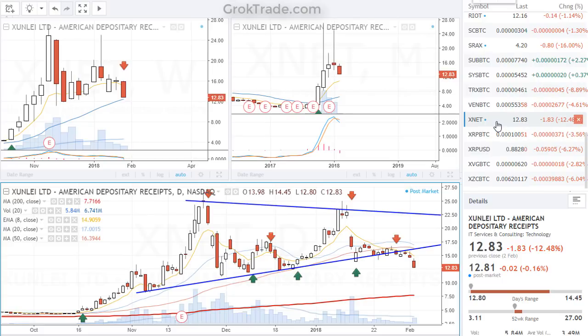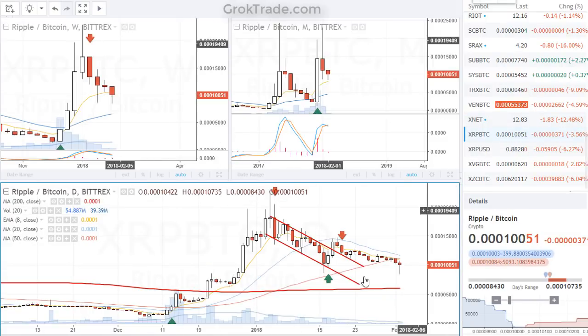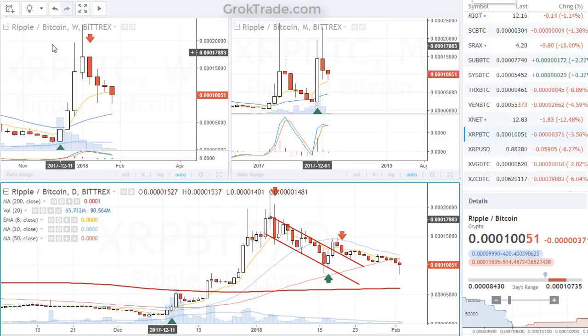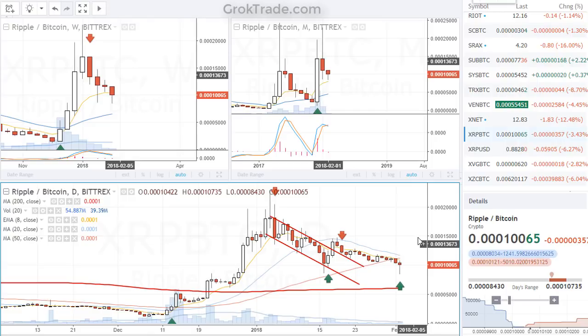XNet, anyway, I got a sell on it. We're dropping there. Let's look at XRP BTC. It was sideways, sideways, sideways. We do have a hammer. Oh, I do like the weekly, so I've got to put a buy on Ripple.